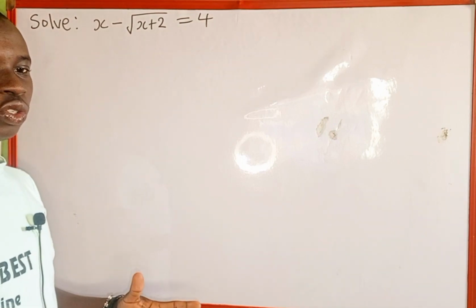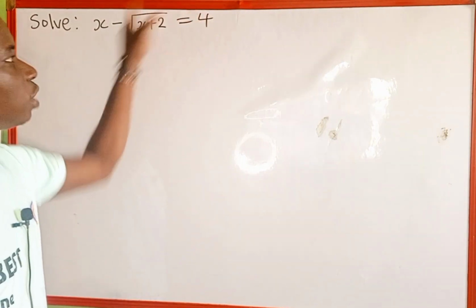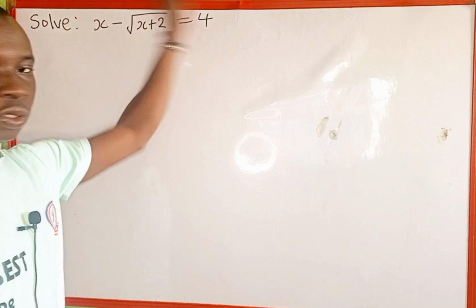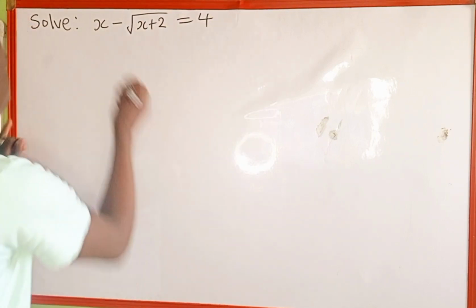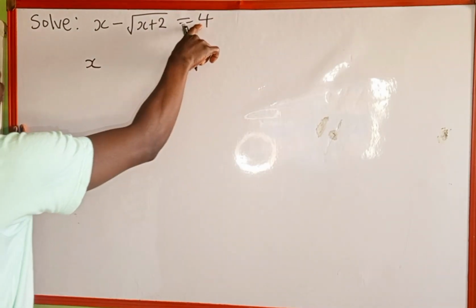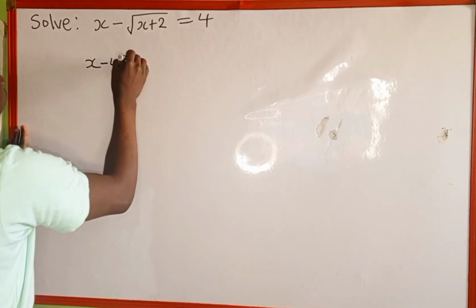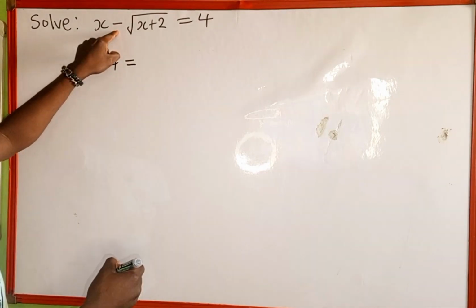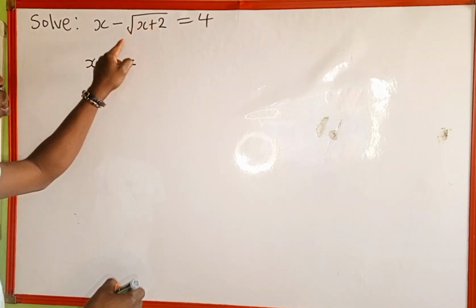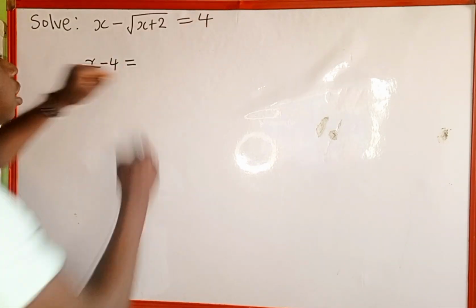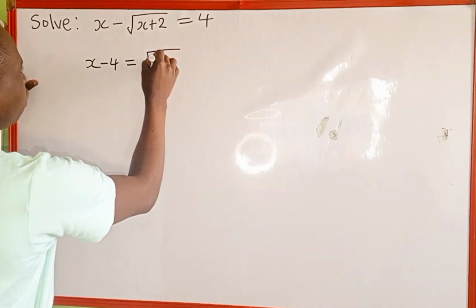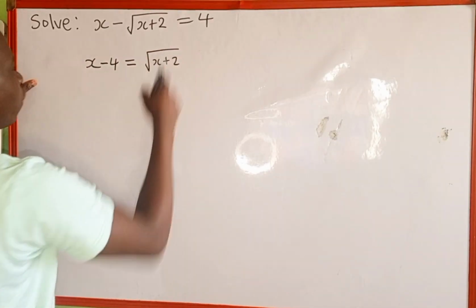The first thing we're going to do is to take this 4 to the left hand side, then we take this radical to the right hand side. So this is going to be what? x. When this 4, this is positive, it's going to cross this equality sign. It's going to change to negative 4, which is equal to negative square root of x plus 2. When it's going to cross this equality sign, it's going to change to what? Positive x plus root of x plus 2.